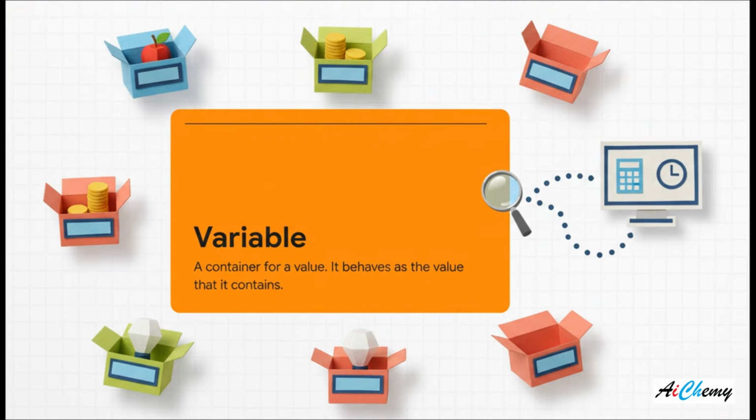Okay, so what is a variable? Honestly, the easiest way to think about it is just as a labeled box. You give the box a name, you put something inside, and that's it. From now on, whenever you use that box's name, the program knows you mean whatever's inside. It's really just a simple way to store information so you can use it later.